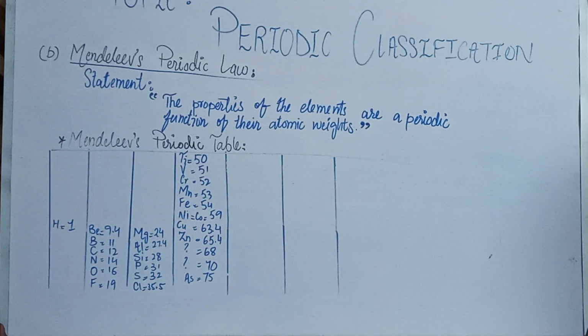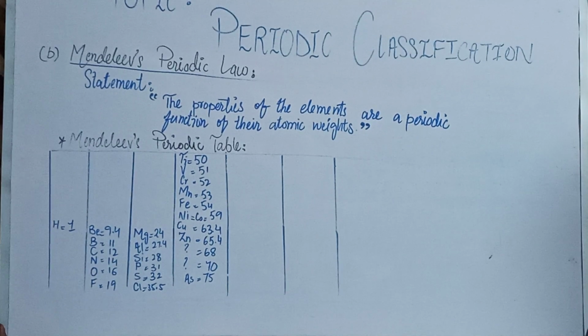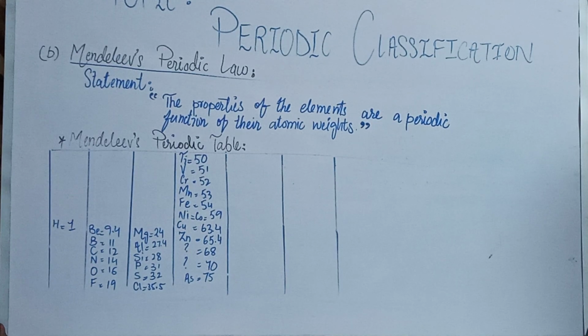According to his prediction, he named them Eka-boron, Eka-aluminium, and Eka-silicon. He also predicted the atomic weights and properties of undiscovered elements. These elements were discovered in the lifetime of Mendeleev and were named scandium, gallium, and germanium. Further, these elements were found to possess properties as were predicted by Mendeleev.